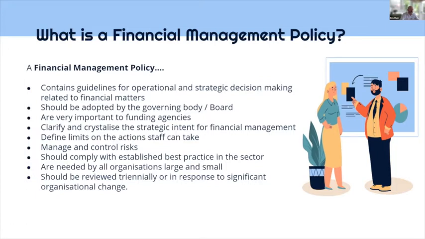Some of the other presenters will talk about risk as part of governance, but it's also tied in with finances. There are always risks with your finances. You can't avoid risk, you can just try to control it as best you can. The policy should comply with established best practice. Some of you come across SORP and other best practice in the charity sector. All organizations need it. It doesn't matter what size they are, whether they're 50 million or 150,000, they all need a financial management policy to manage what comes in and how they spend it.